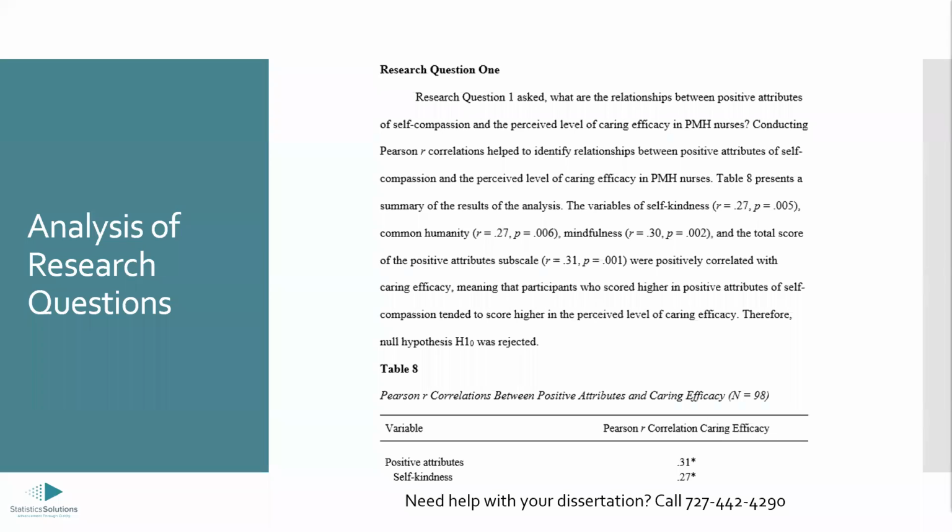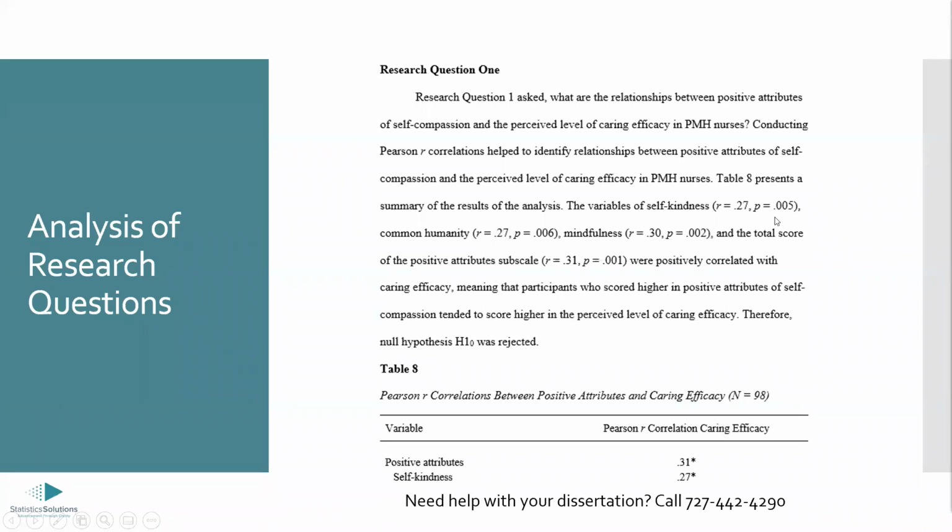Here's an example of how we might present the results of a correlational analysis. Here, we actually restate our research question first. Then we state we're conducting a Pearson correlation. And we state the variables that we're using in our analysis. And then we present our Pearson correlation coefficients. So we have our Pearson r, as well as the p-value associated with each correlation.